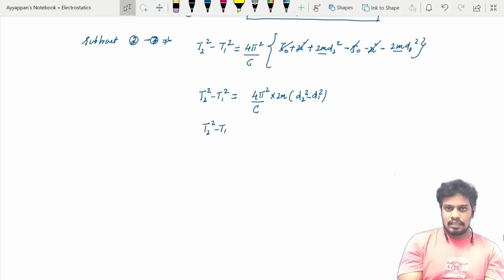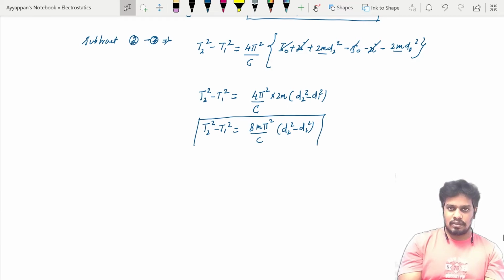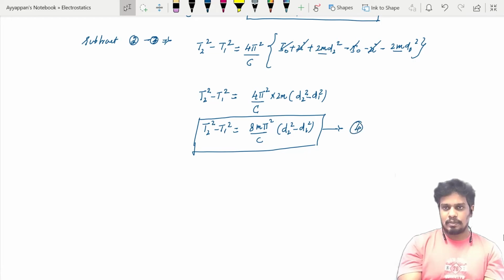T2 square minus T1 square equal to 8 m pi square by C, d2 square minus d1 square, since 2 4s are 8. This is equation number 4. Now already we have the first equation. The first equation tells us, for the empty disk, the period of oscillation square will be equal to 4 pi square I naught, the empty moment of inertia of the disk, divided by the couple per unit twist C. This is the first equation.